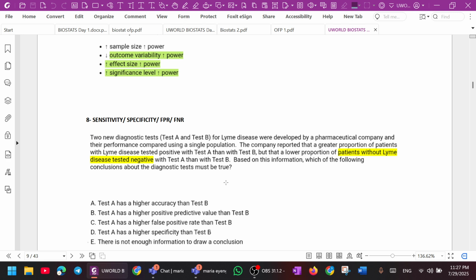Sensitivity, specificity, false positive ratio, false negative ratio. Okay.